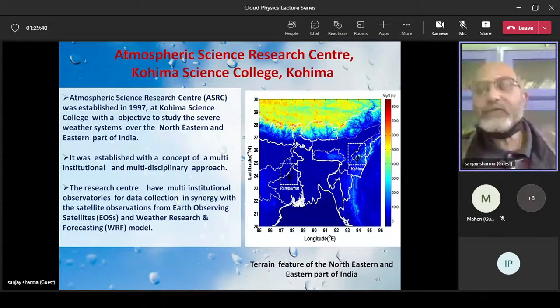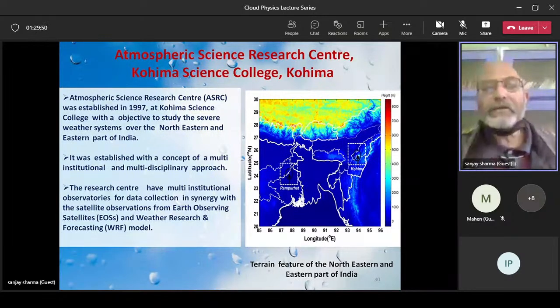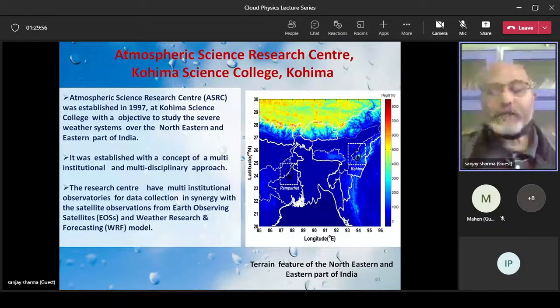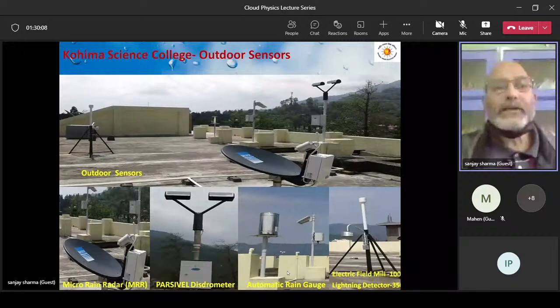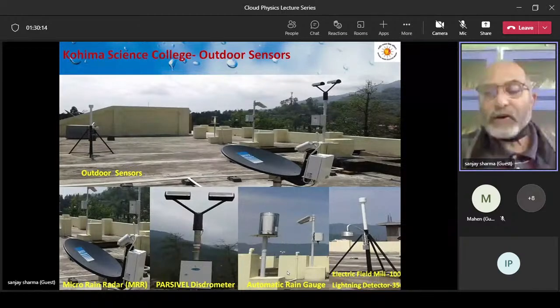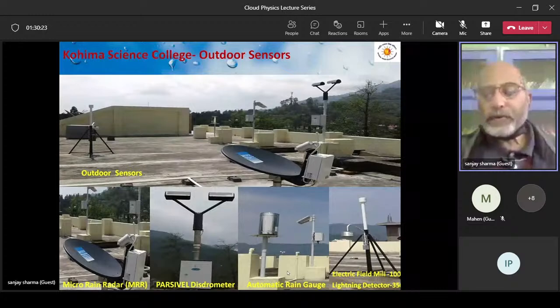One is in Kohima itself, here, and another station we have taken at Rampurhat, which is in West Bengal. It is in the vicinity of Chota Nagpur, which is a source of thunderstorm generation. In these two stations, we have installed instruments at different locations. I would like to show this outdoor sensor setup over Kohima. We can see here a micro rain radar, then a Parsivel disdrometer, rain gauge, and we have electrical and lightning measurement also with the help of an EFM, electric field mill, and a lightning detector over Kohima as well.